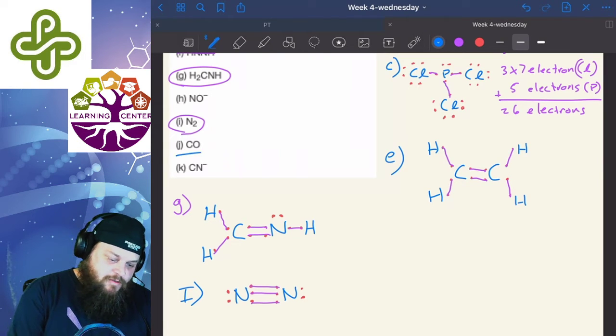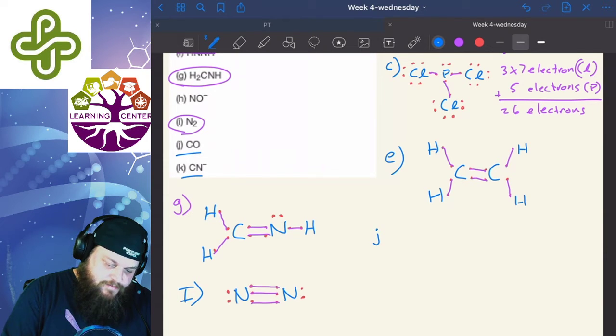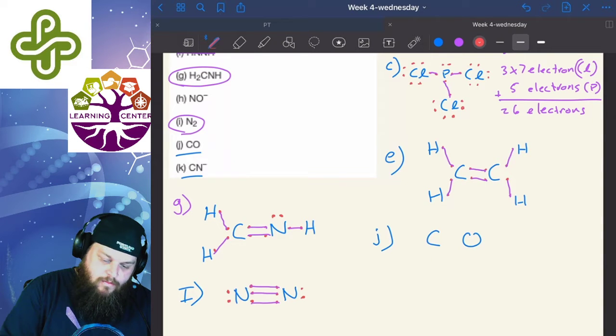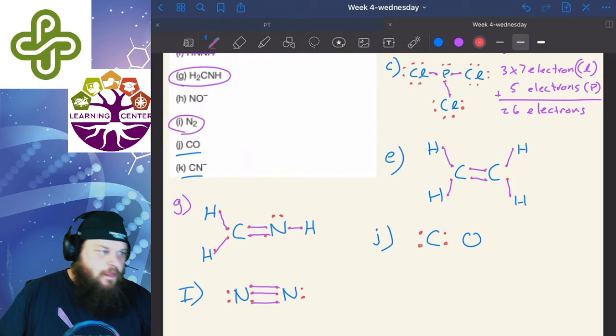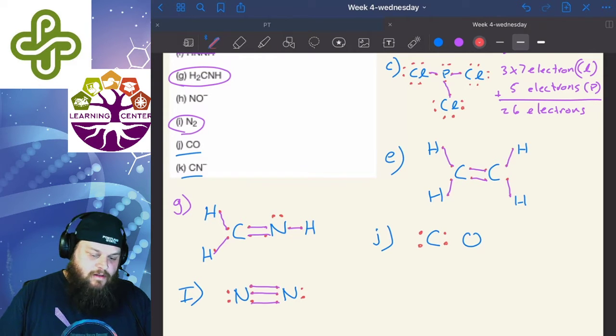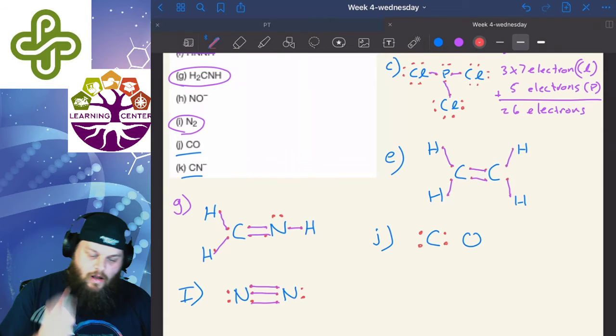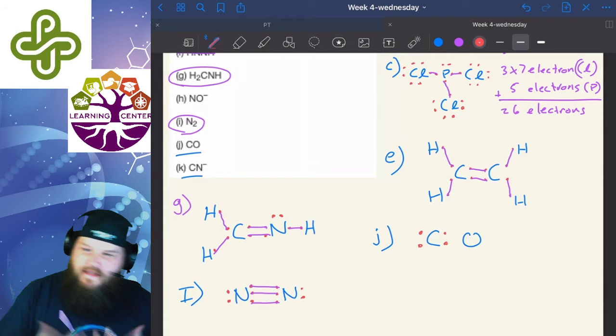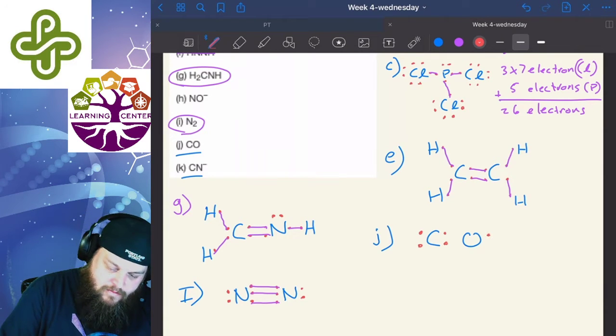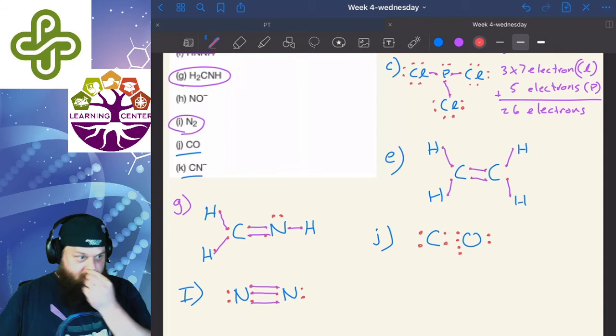Something similar is true with the next 2 as well. So if I do part J, that's a carbon and an oxygen bond. Now we've said that carbon wants to have its 4 bonds in there, but oxygen really wants to have 6 bonds in there. So I can even draw, it really has too many bonds for it.